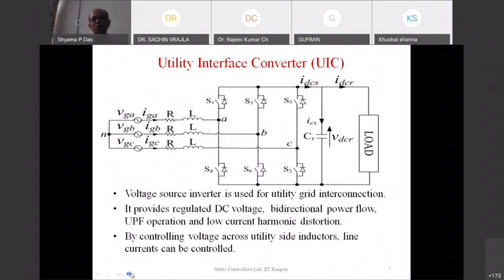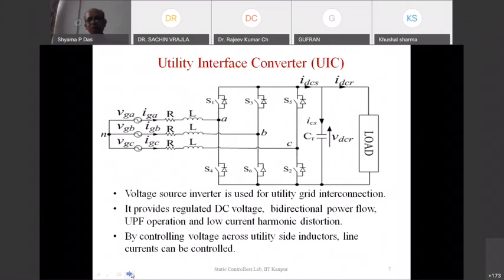Similarly, the switching function in phase B will be either plus 1 or minus 1, depending on whether S3 or S6 is on. And in phase C, the switching function SC is plus 1 if S5 is on and minus 1 if S2 is on. So this is how we write equations for each phase and convert them from ABC to DQ, which is the synchronous reference frame.